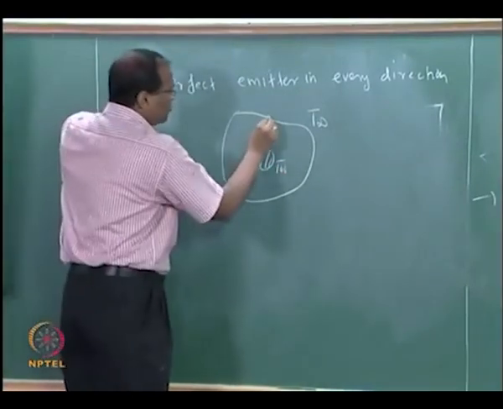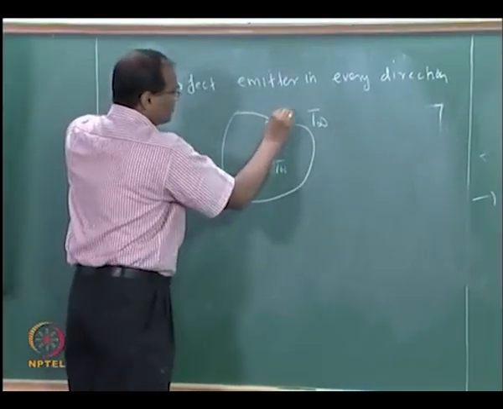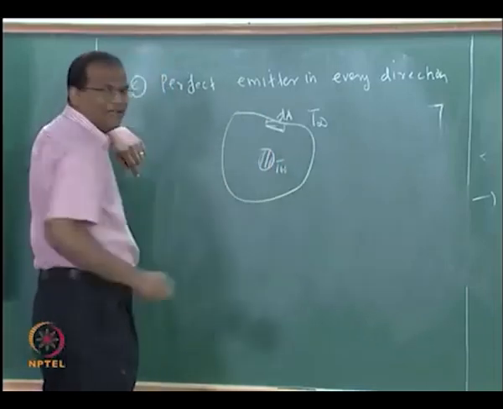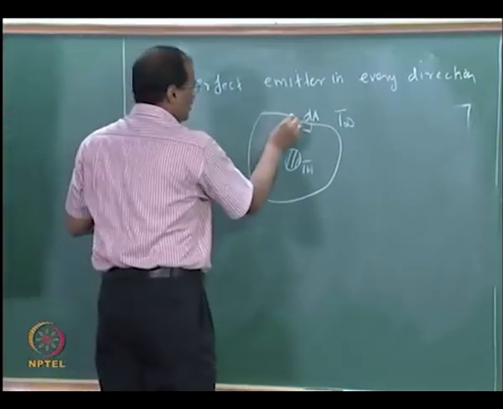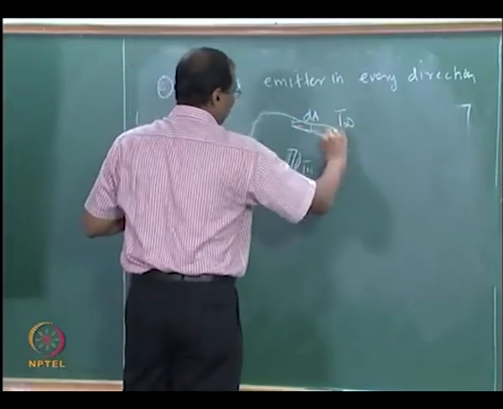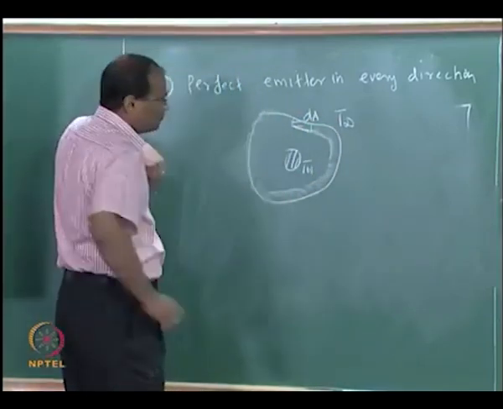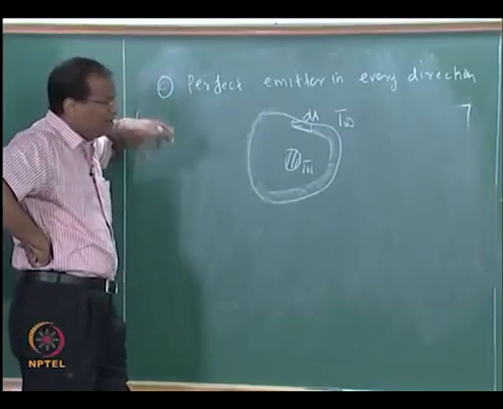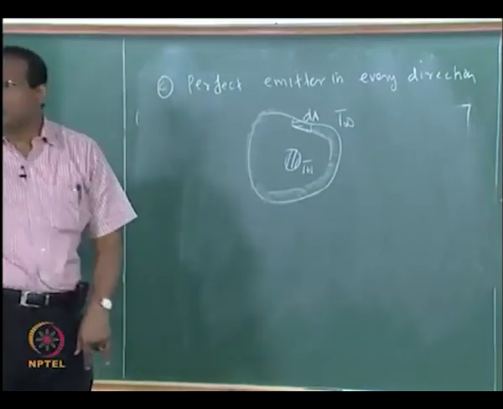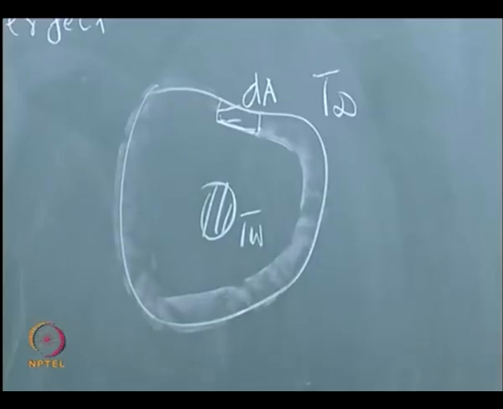Now I have only one small area, dA, which is active on the walls of the enclosure. All the other areas are not radiatively active. Even then, after sufficient time has elapsed, an equilibrium will be established and the body will also cool down to a temperature equal to T infinity.